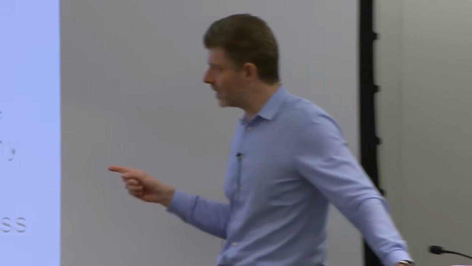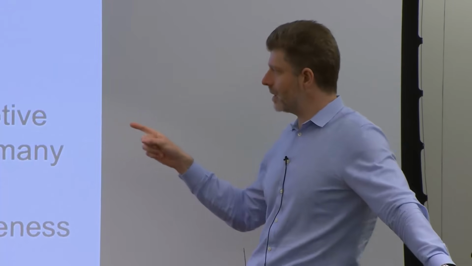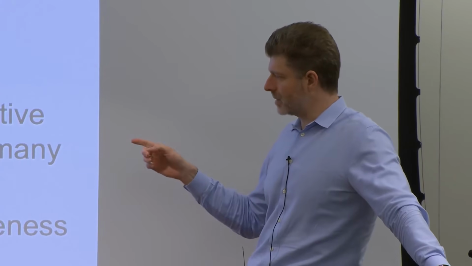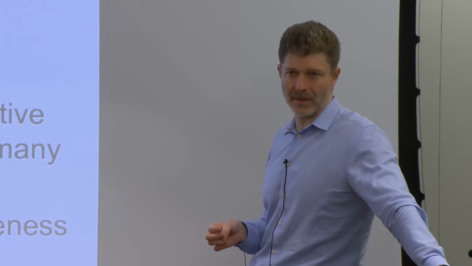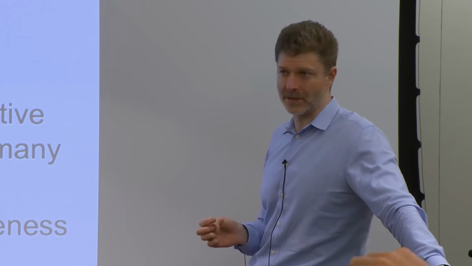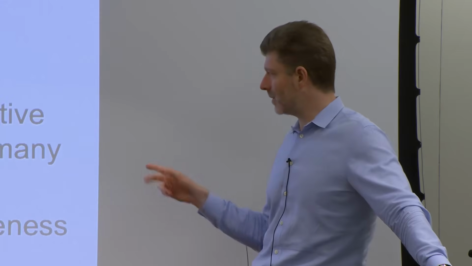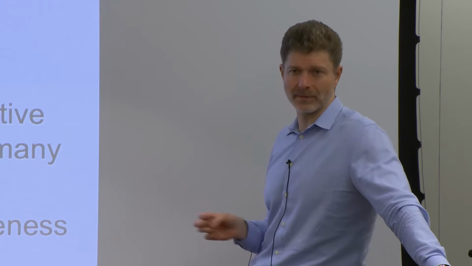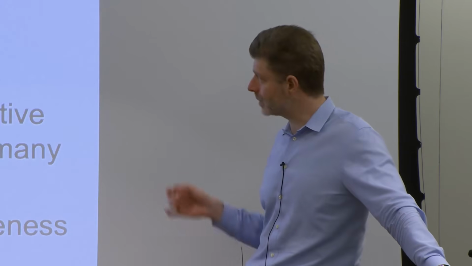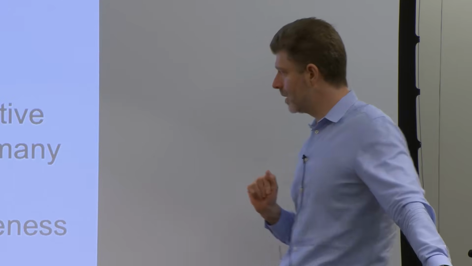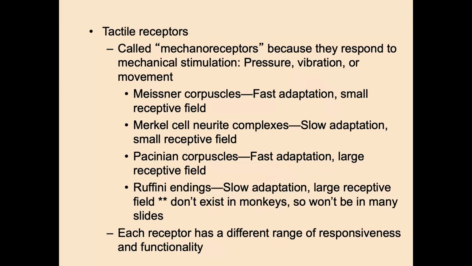Now, one complexity here is the Ruffini receptors supposedly don't exist in monkeys. And a lot of the research on touch, the neurophysiology of touch, happens in monkeys. And so you're not going to see the Ruffini receptors on a lot of the slides. Okay? So with monkeys, you mostly study the three. All right, so each of these receptors has a different range of responsiveness and functionality.